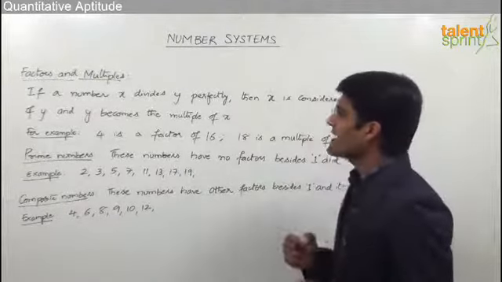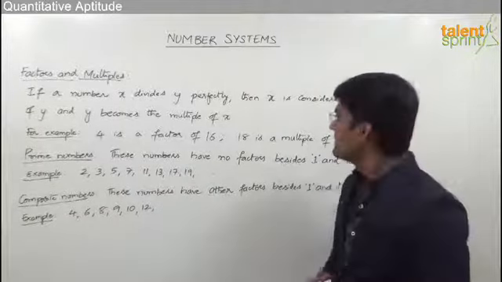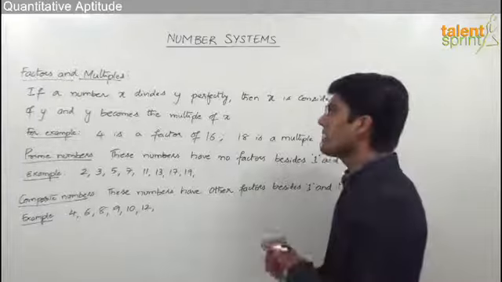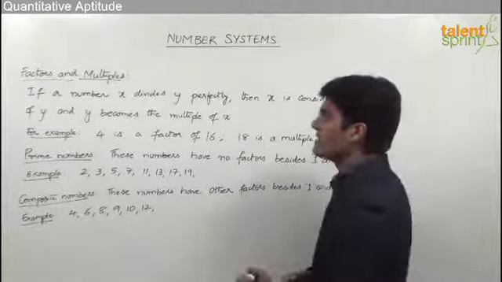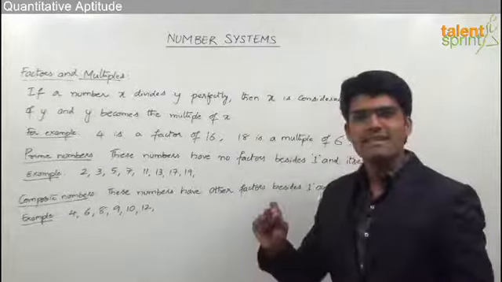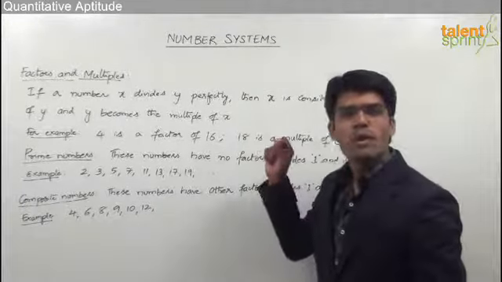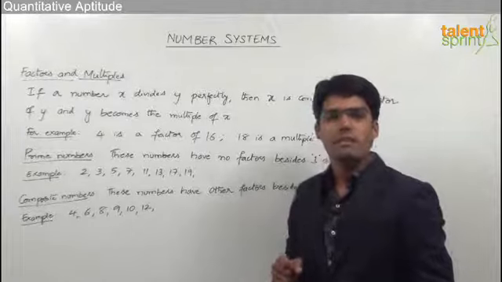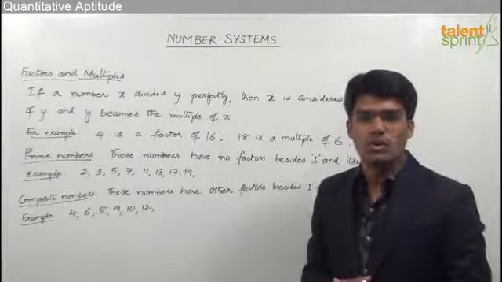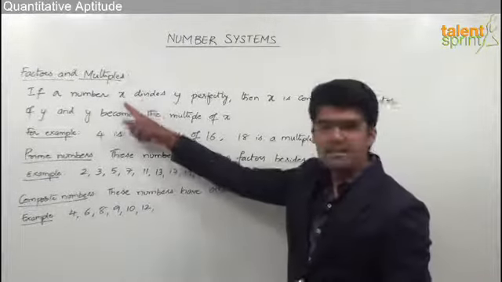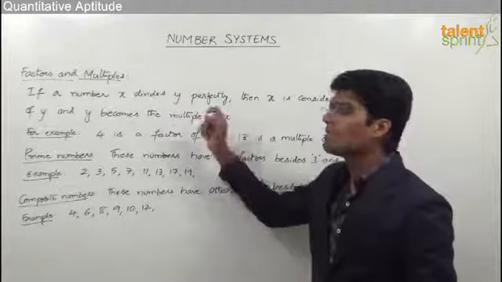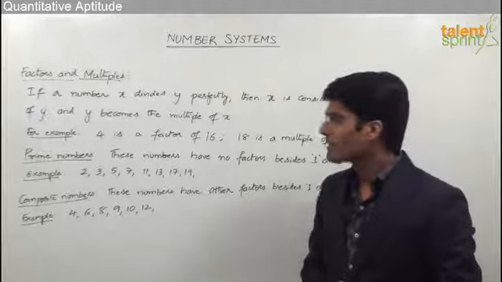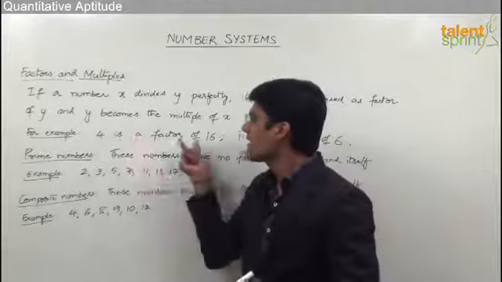If a number x divides y perfectly, then x is considered a factor of y, and y becomes the multiple of x. So as given here, when a number x divides some other number y perfectly, what is meant by perfect division? A perfect division is the one where the remainder is 0. So in such cases, the number x is referred to as a factor of the number y, and y is called the multiple of x. For example, 4 is a factor of 16.